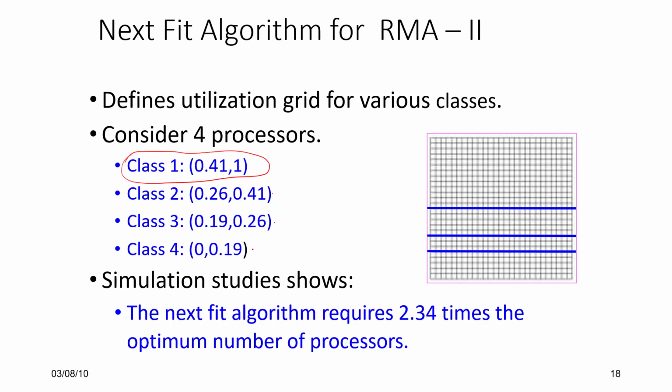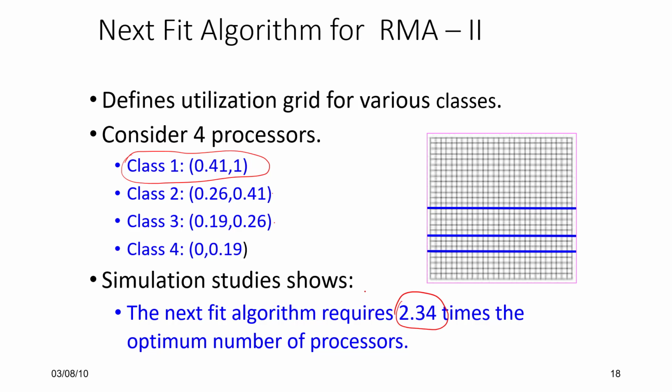Whereas we do a much more fine-grained differentiation for low utilization tasks, because there we can push a lot of tasks into these small utilization holes that remain. So for this strategy, the simulation studies show the results are not all that great. In the sense of the optimum number of processors required, which again can be found using an exhaustive simulation by pretty much solving the NP hard problem, the next fit algorithm requires 2.34 times the number.